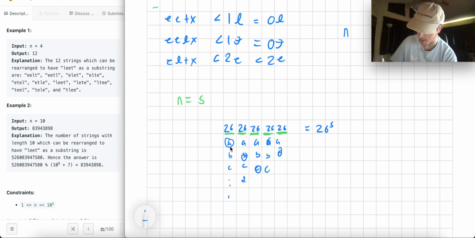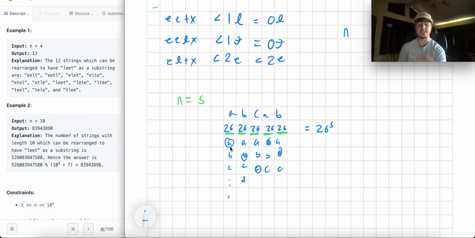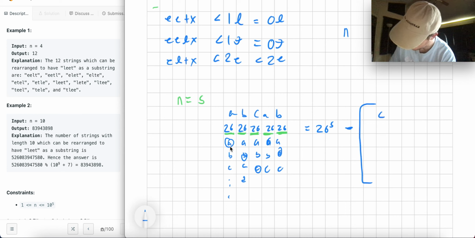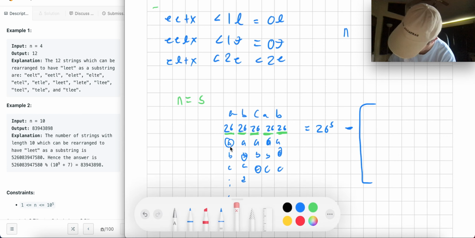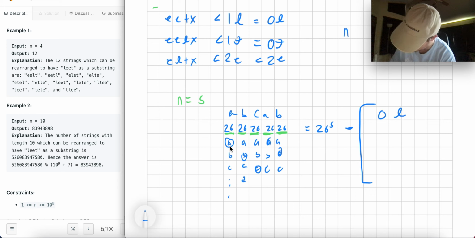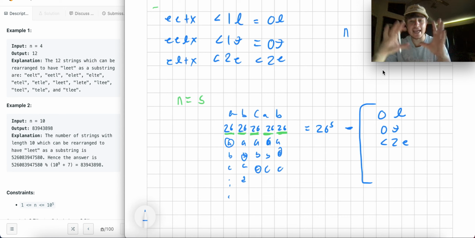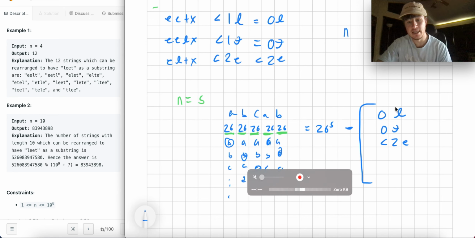Or whatever, right? So I could get a string, for example, like that. So there's 26 to the 5 possible combinations. All of those work except for the cases where I have less than 1 L, 0 L's, 0 T's, and less than 2 E's, right? So all of the cases work except for the ones like this. Every string in this path, right?